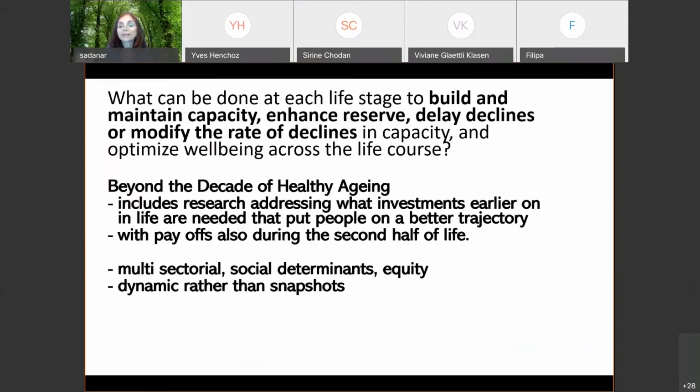And this goes beyond the decade of healthy aging because it includes research questions addressing what investments earlier in life are needed to put people on that better trajectory, but that also have payoffs during the second half of life. And again, this is in light of multi-sectoral action, where social determinants are very important, as well as equity. And as I mentioned, it's through this longitudinal work that we can get this more dynamic understanding. And I'm going to come back with one example on older adults in terms of their approach to retirement in a few minutes.